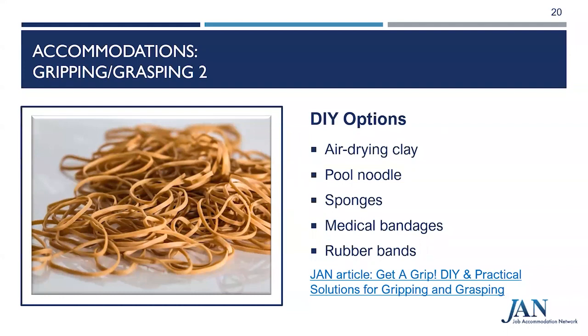Using a sponge to create a larger grip for writing and eating utensils and or tools. Using medical bandages to thicken tool grips, cups and jars, steering wheels, etc. Using rubber bands stacked on top of one another to form a grip for tools, writing utensils, etc. Listed at the bottom of this slide is an article that is on our website that gives some more DIY options that could be helpful for gripping and grasping.